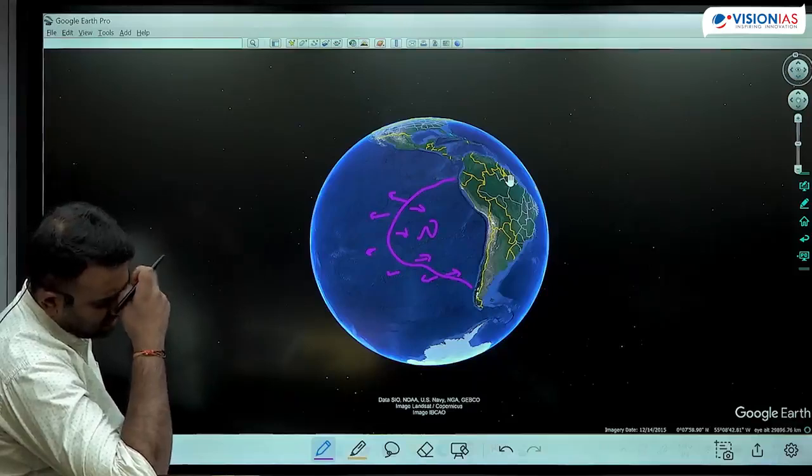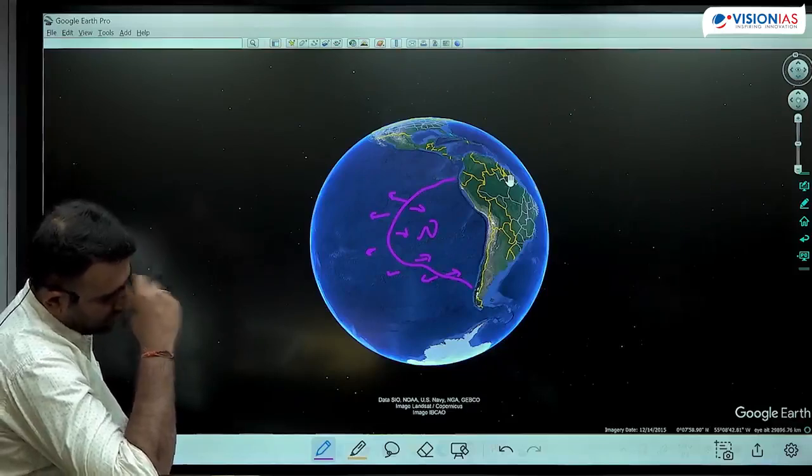In prelims, examples are very important, or otherwise the characteristics of the plate boundary. What do you observe, what do you not observe?